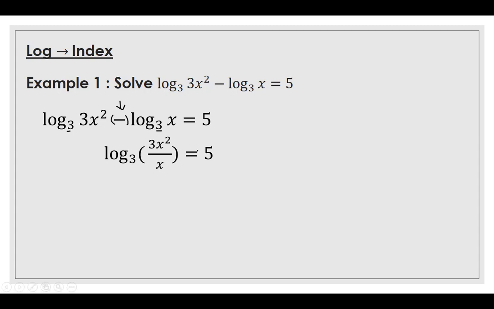Before we simplify further, we can simplify the x first. Now we are left with log 3x base 3 equals 5. Remember that we learned just now how to change log to index, so we can bring 3 to the other side. Then we have 3x equals 3 power of 5. Now we can solve for x, so we have x equals 3 power of 4.